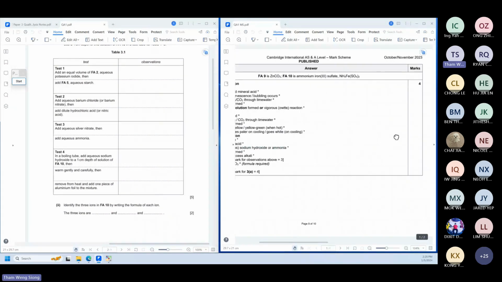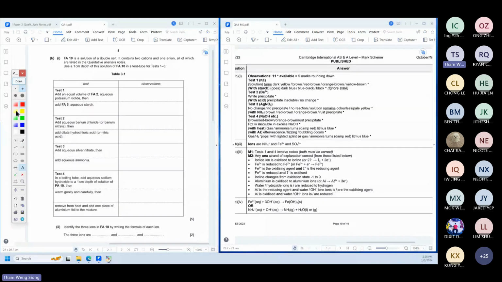Okay, this one is a bit interesting. This one consists of ammonium, consists of SO4 2- and consists of Fe3+. This one, I think, is relatively straightforward. Why does precipitate form? Because there is sulfate. Therefore, when you add dilute hydrochloric acid, it's insoluble. Because remember, sulfite and sulfate will both react with it, but sulfite will dissolve a bit, will partially dissolve. Sulfate will not dissolve.